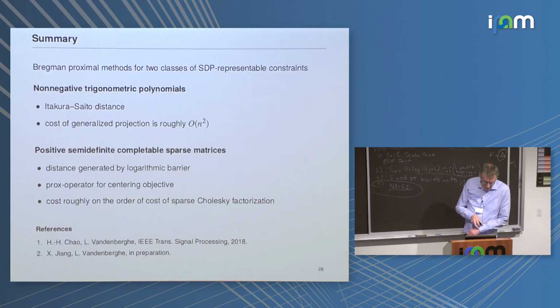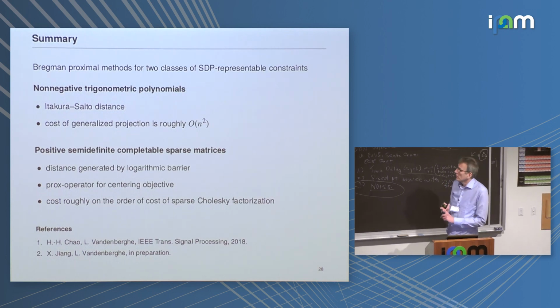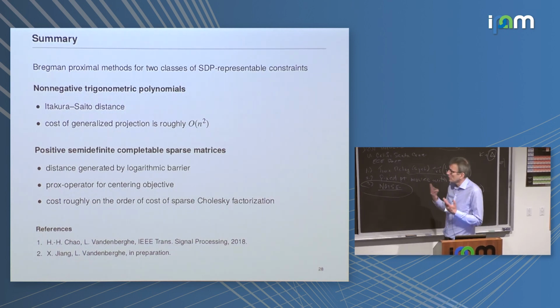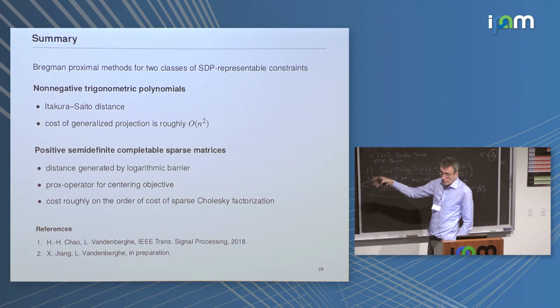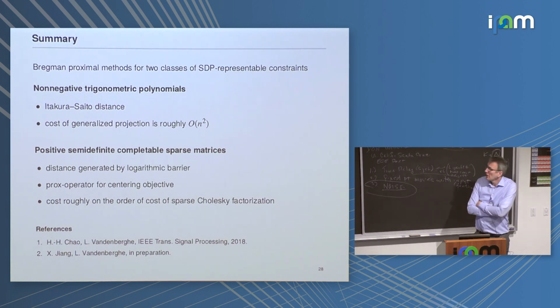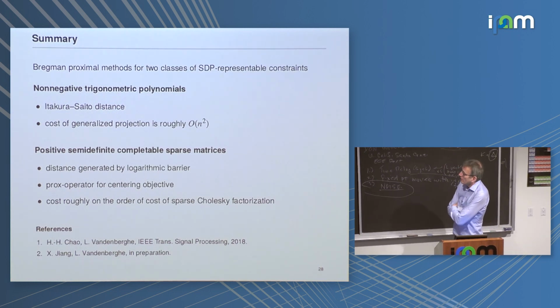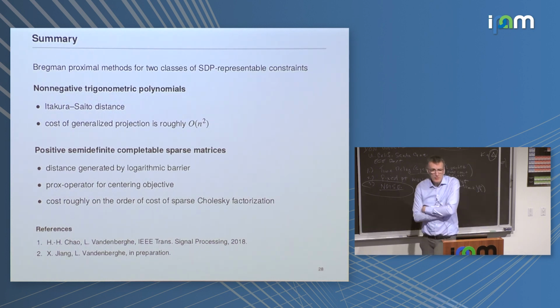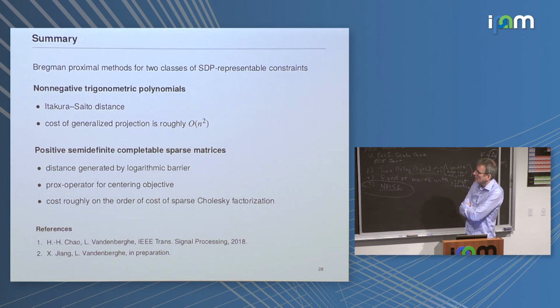So maybe to summarize. We looked at 2 examples of SDP representable constraints with some interesting structure: non-negative trigonometric polynomials and sparse SDP, and tried to formulate proximal operators in terms of a generalized distance that can be evaluated at a cost that's less than n cubed. The first one was the Itakura-Saito distance. The cost is really dominated by a Toeplitz Cholesky factorization, so roughly order n squared.